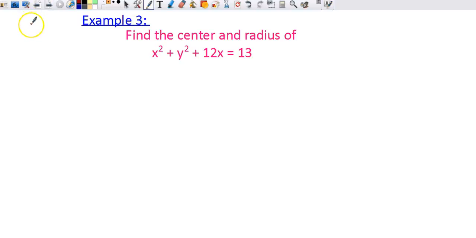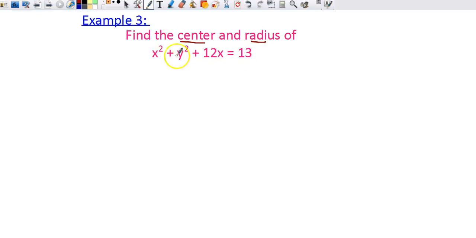This would be a great example for you to try on your own. So I would encourage you to pause it and see if you can try it. Go through the process of completing the square and getting the center and the radius, like we did in the previous examples. So I'll give you a second to pause it.